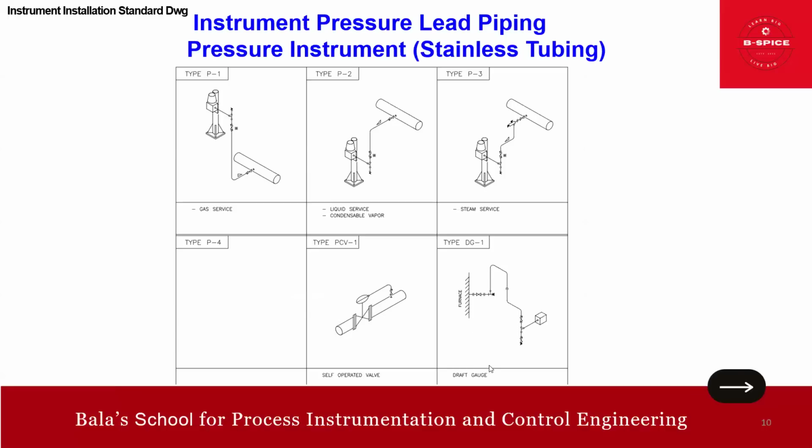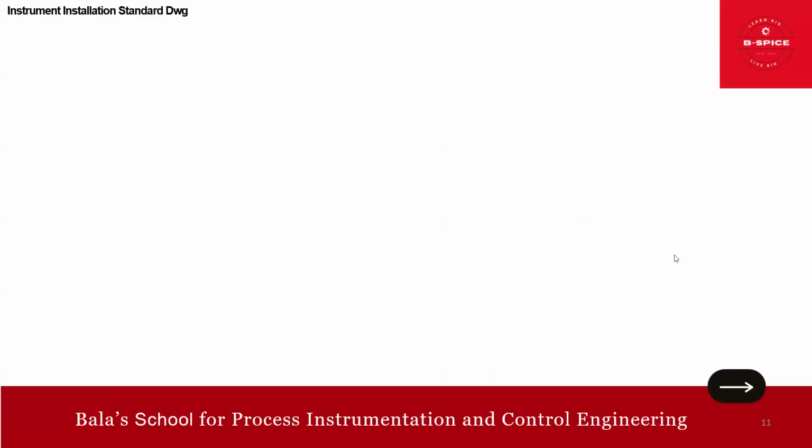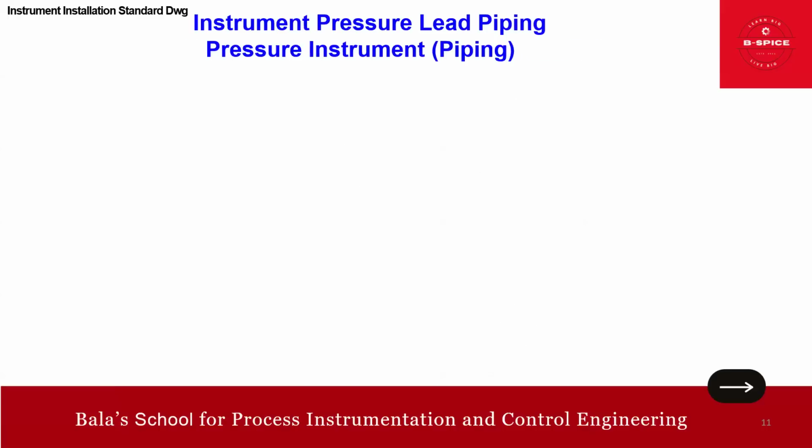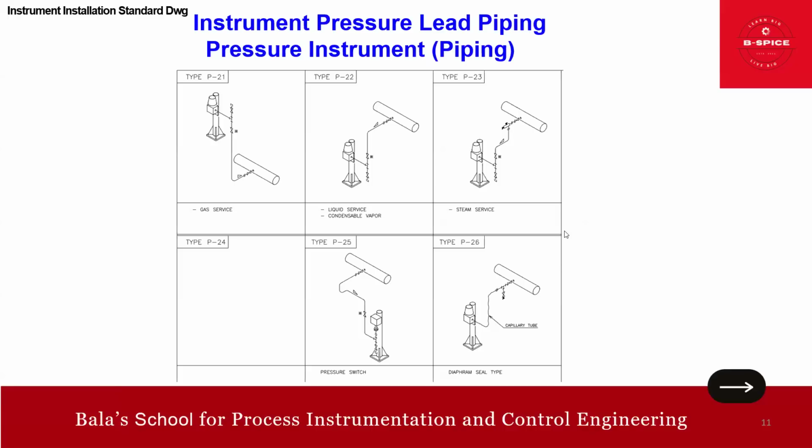And if it is a draft gauge used for the furnace, this is how it has to be. You have an isolation valve. Then from the tapping, you have to take and connect it to your draft gauge. This is a pressure instrument, stainless steel tubing. Then similarly, pressure instrument piping. So no change, only except this will be piping. That's it.